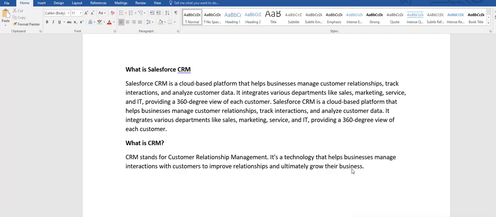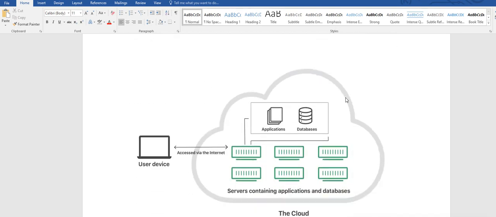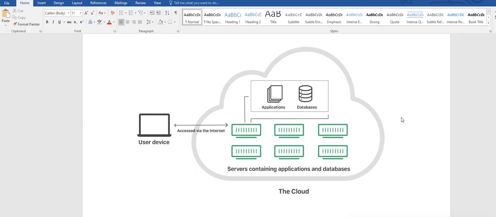Now we can talk about what is basically a cloud. Whenever we talk about CRM, whenever we talk about Salesforce CRM, there is always a term called cloud. So next we have to understand what a cloud is. Basically, friend, whenever we talk about cloud, we are referring to remote servers. See, there is a user device, who is using a browser, and by using the internet he is accessing the applications, database, infrastructure. All those things are residing on the remote servers. So that is why it is called the cloud.